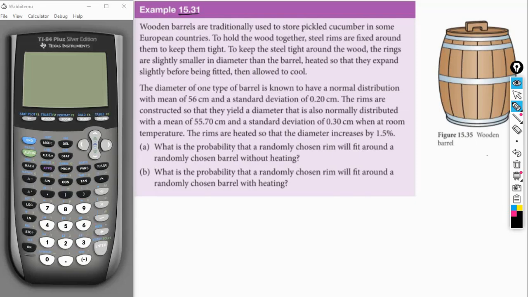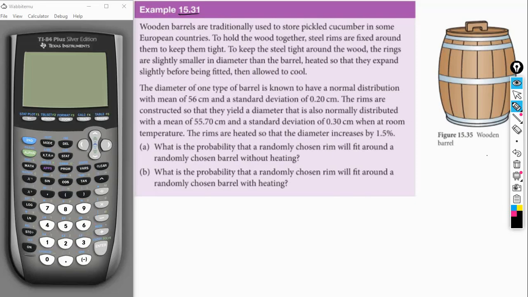So next we have example 15.31, and it says, wooden barrels are traditionally used to store pickled cucumber in some European countries. To hold the wood together, steel rims are fixed around them to keep them tight. To keep the steel tight around the wood, the rings are slightly smaller in diameter than the barrel, heated so that they expand slightly before being fitted, then allowed to cool.